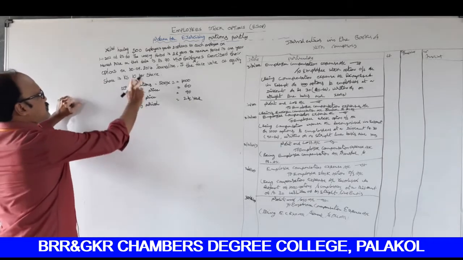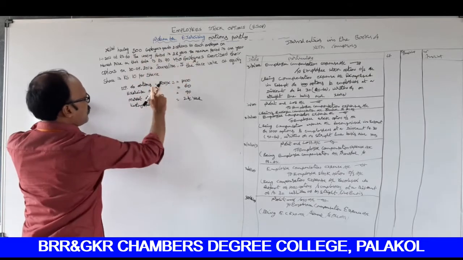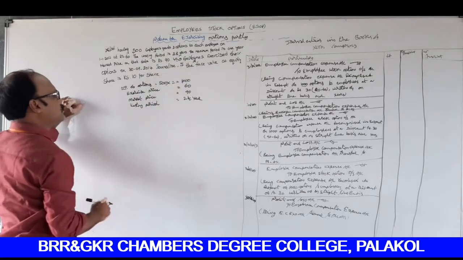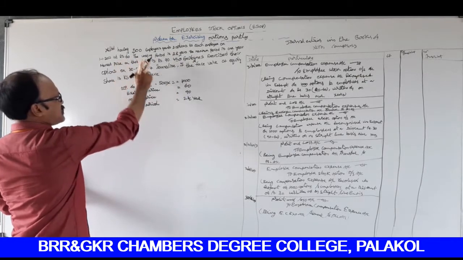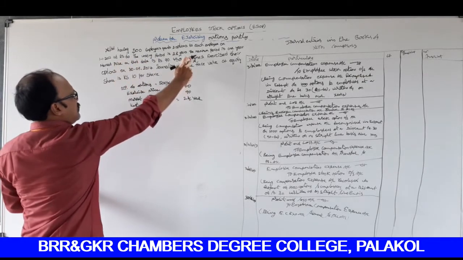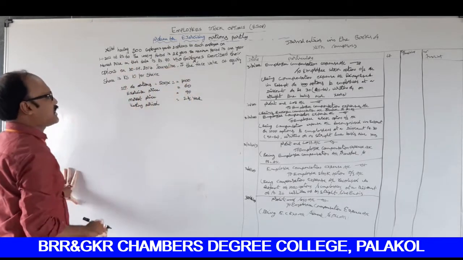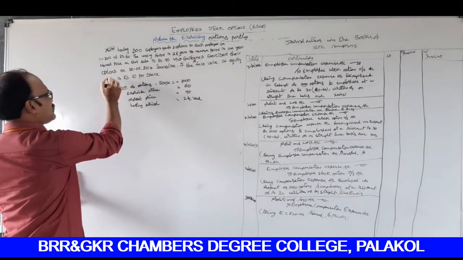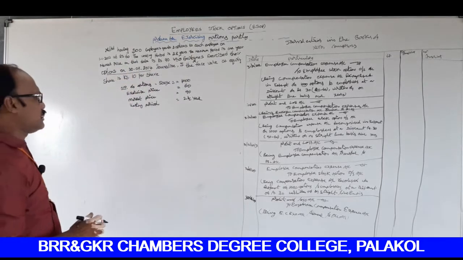Number of options: 500 employees, granted 2 options to each, 500 into 2, 1,000 options. Exercise price 60. Vesting period 2.5 years. Market price 90. 450 employees exercised their option on 31/3/2014.